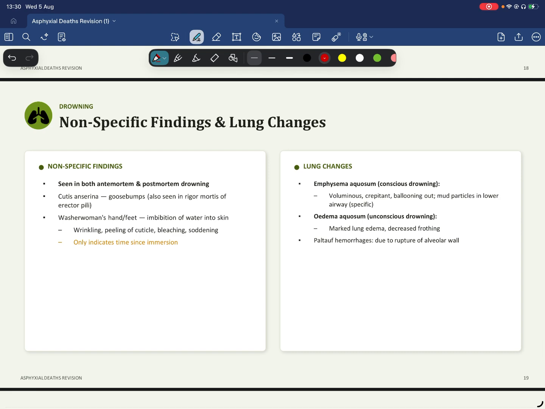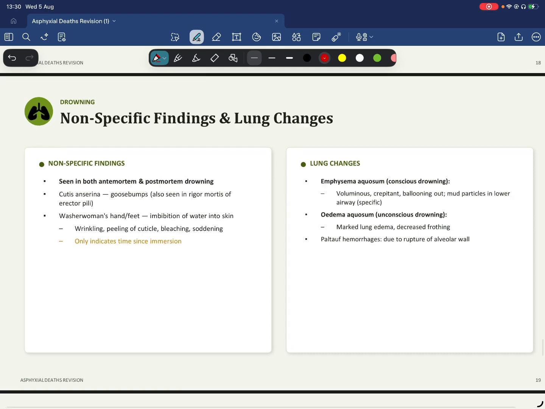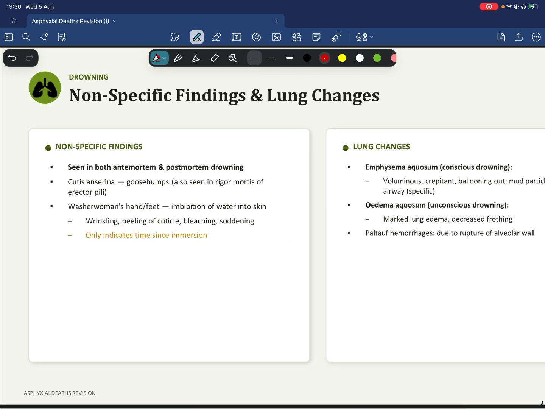Non-specific findings and lung changes. These are seen in both antemortem and postmortem drowning. Cutis anserina or goosebumps is also seen in rigor mortis of the erector pili muscle. Washerwoman's hands and feet: this is imbibition of water into the skin, leading to wrinkling, peeling of cuticle, bleaching, and sodden skin. It only indicates time since immersion.